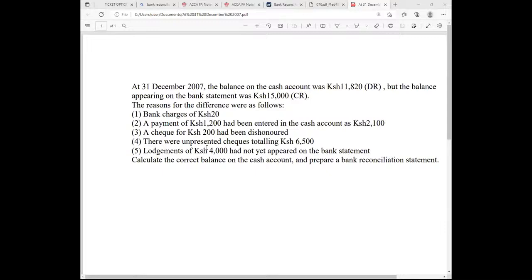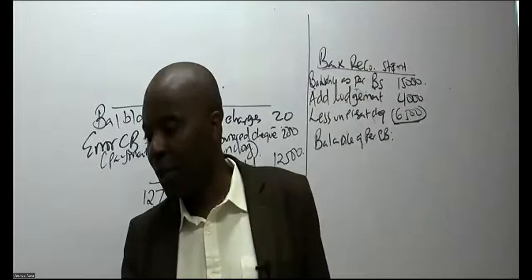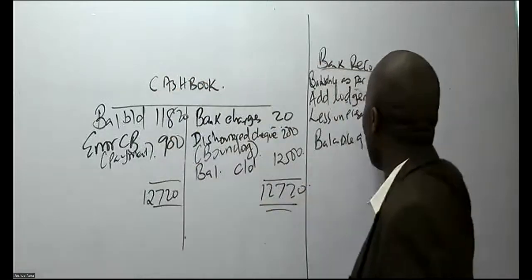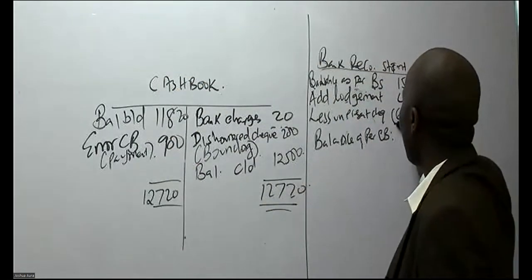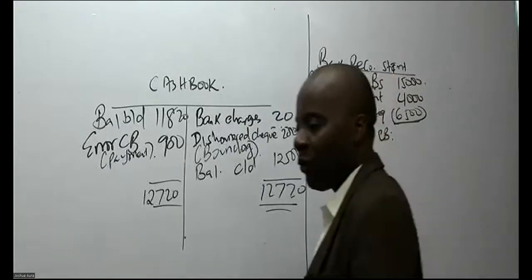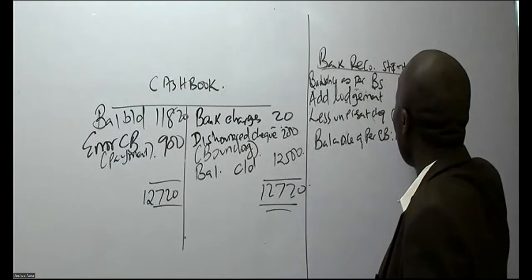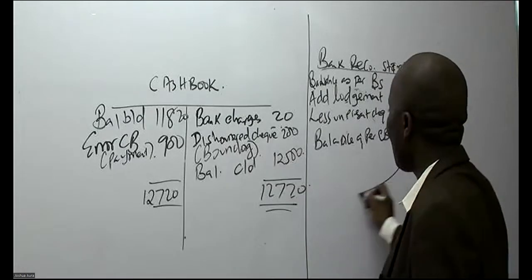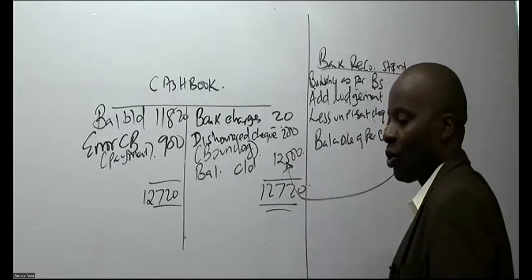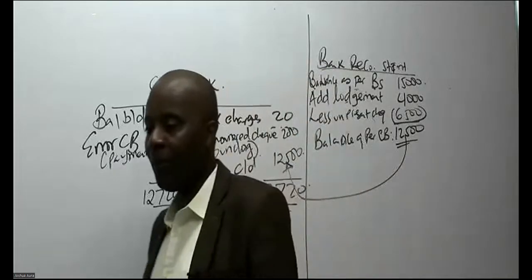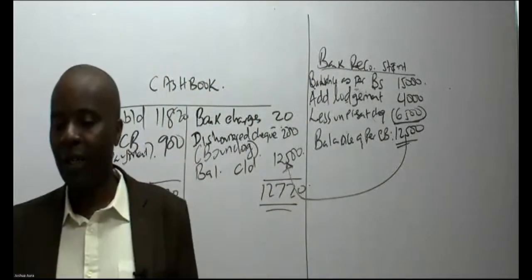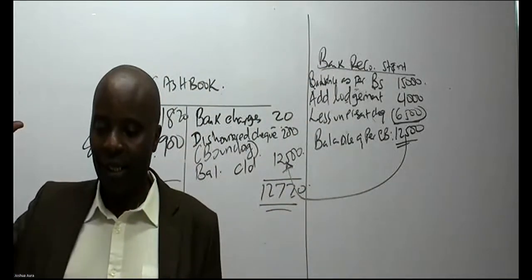as per cash book. Balance as per cash book. So you're taking this 15,000, you add 4,000, minus 6,500. What figure are we getting? 12,500. So are you seeing some kind of a reconciliation? Are you seeing some kind of an agreement? 12,500. Is that okay?